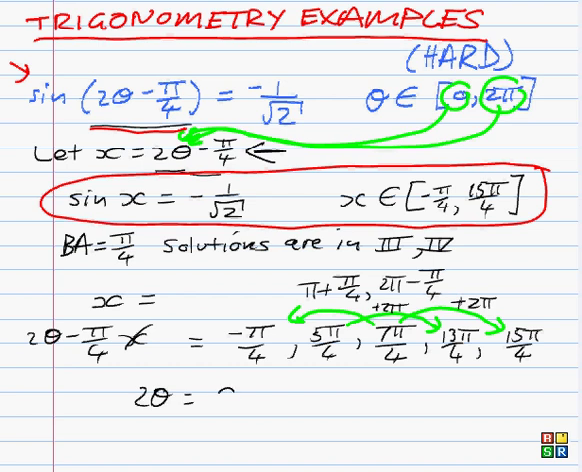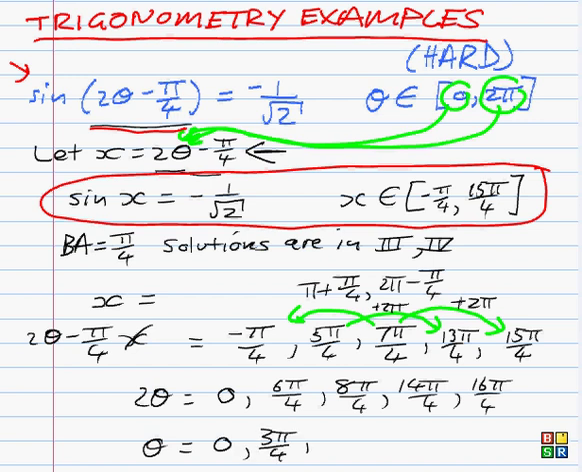So minus pi on 4 plus pi on 4 is 0. 5 pi on 4 plus pi on 4 is 6 pi on 4. 8 pi on 4. 14 pi on 4. And 16 pi on 4. And then we need to divide by 2. So we get 0, 3 pi on 4, 4 pi on 4, which can be most easily written as pi, 7 pi on 4, and 8 pi on 4, which can be most easily written as 2 pi. Okay, and that's our answer to this slightly hard question.